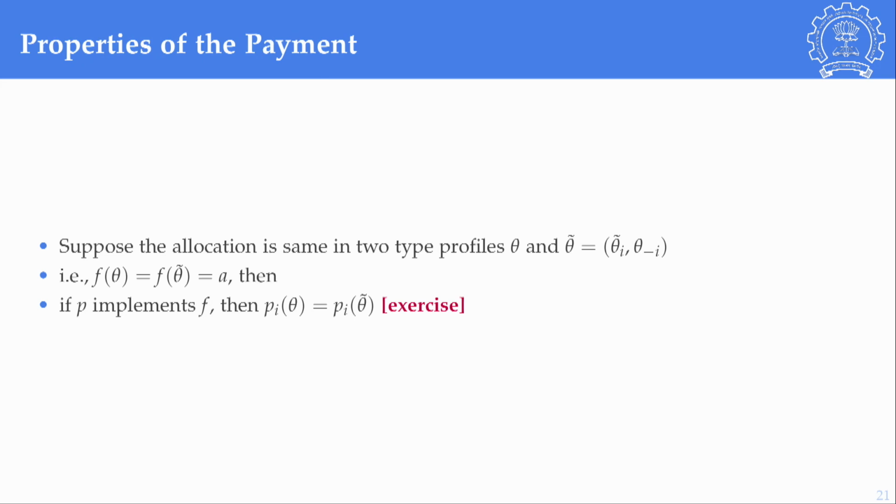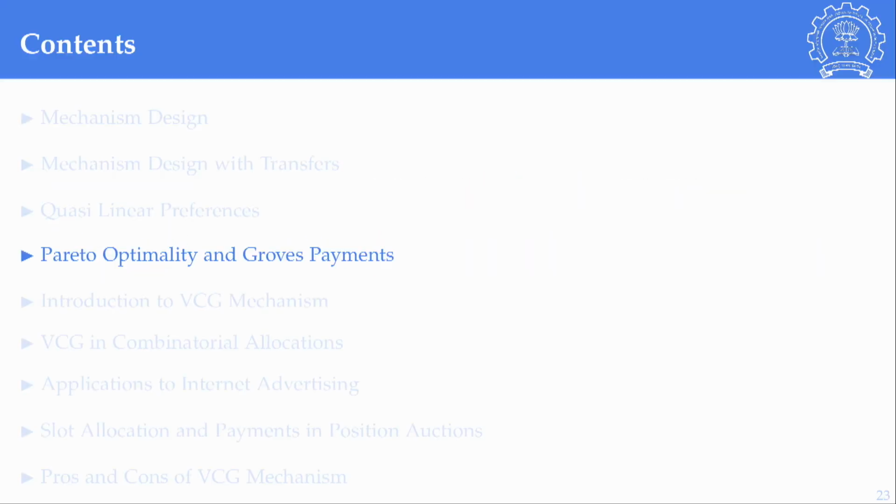Then it should be the case that the payment should also be the same, and it is very easy to see why it is true, because if this was not true, then one of these two things will be more desirable. Wherever you get less payment, you will actually try to misreport there. So DSIC necessarily satisfies the condition that if by misreporting you cannot change your outcome, your payment cannot change in the transfer domain.